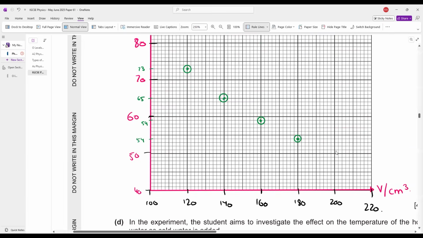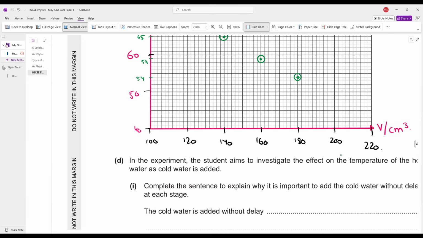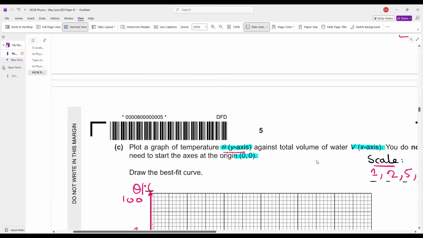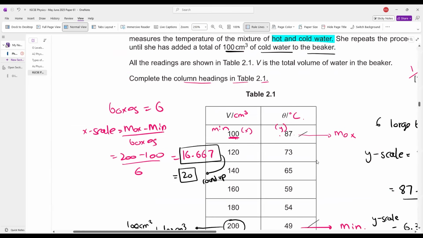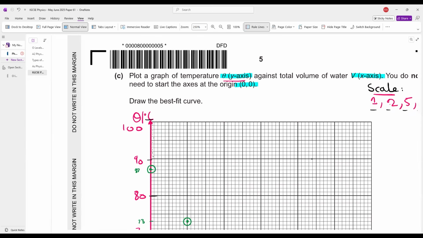Okay, what else? Then you have 200 पे 49. 200 पे आपके पास यहाँ पे 49 आ गया. Here is your last point. अब आपने क्या बनाना था? Once you have plotted the points, what do you have to draw? लिखा हुआ कहाँ है? You have to draw the best fit curve.